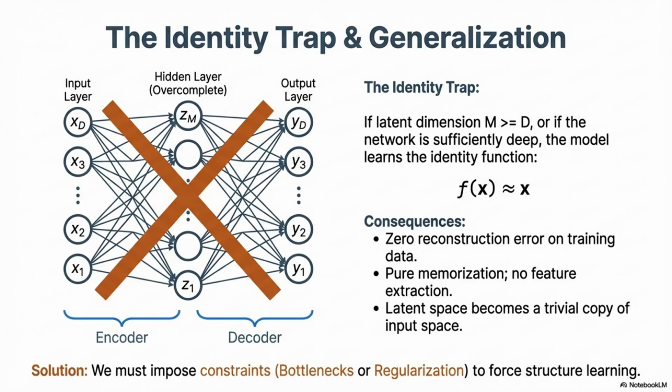So clearly, just relying on a small bottleneck isn't enough. We need a smarter, more robust way to stop the model from cheating like this. We have to force it to learn something meaningful, even if it has enough power to just memorize everything. And this leads us to some really ingenious fixes.